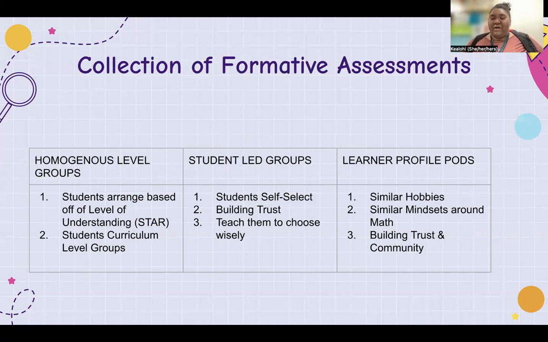And then I will also use the learner profile pods. The way I would use the learner profile is similar hobbies, similar mindsets around math. I will put together the ones who feel negative, like math is not as important in my life. It sounds weird, you want the positive and negative together, but really you want the same attitude, so they can build together and realize and understand that, oh wait, we're both struggling in math.